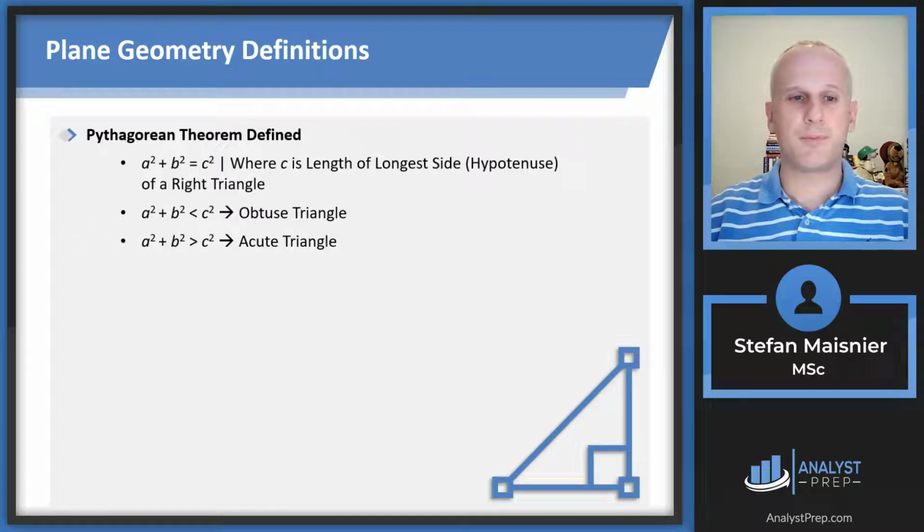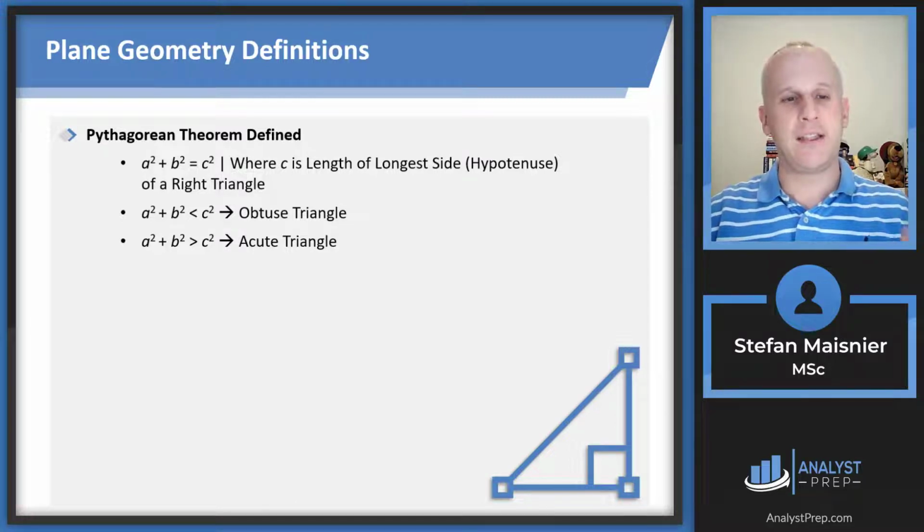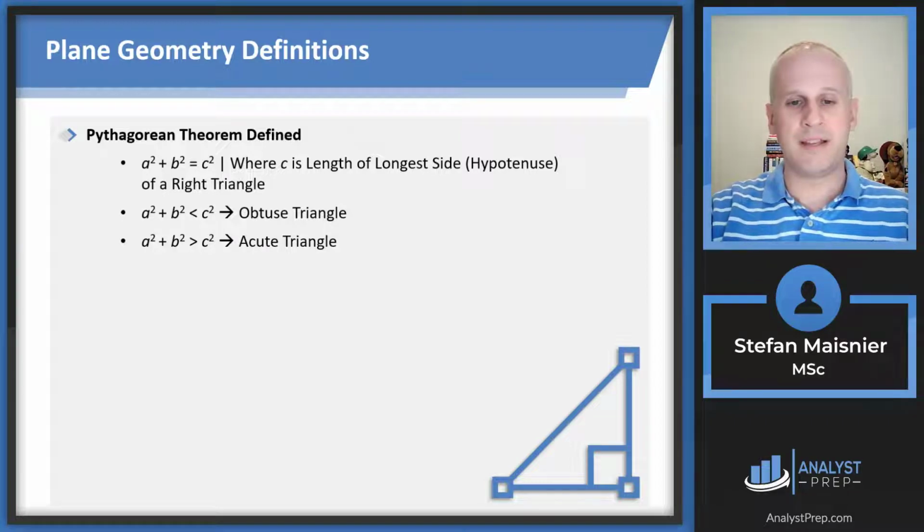Conversely, if a squared plus b squared is greater than c squared, then we have to have an acute triangle, because what has happened is we have shrunk proportionally the c squared side, and that means we shrink the 90-degree angle, and all the angles are going to be less than 90 degrees, and thereby it would be an acute triangle.